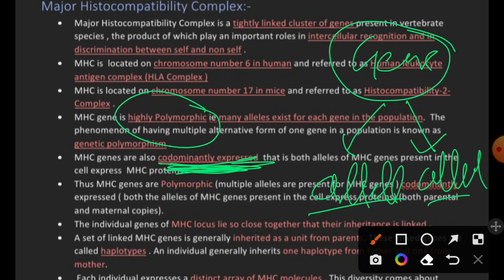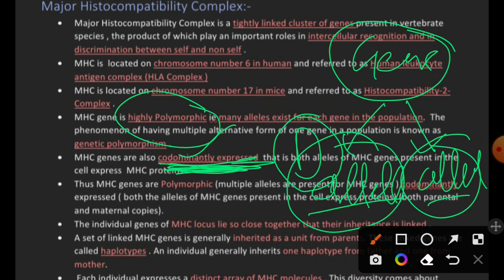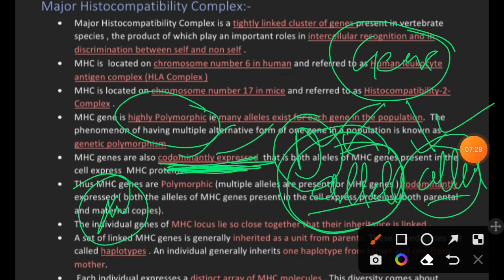So what is the normal case? The normal case is that the dominant allele will be expressed, right? But in case of codominance, both alleles will be expressed, and the protein we get is the combination of both alleles, right? So that is the case for your MHC gene, right? That means all the alleles that are present for each gene will be expressed, giving us the corresponding protein.